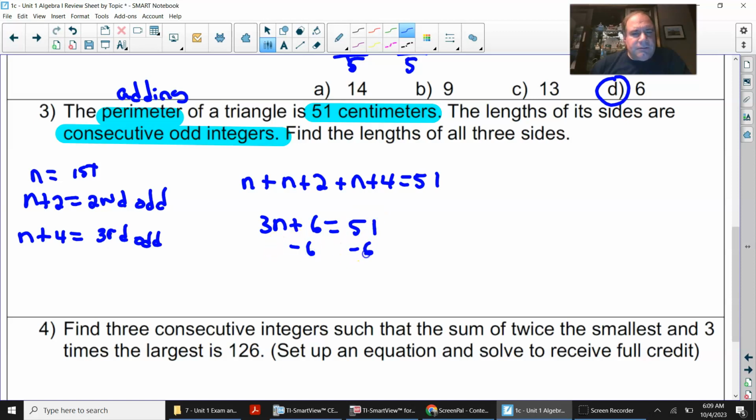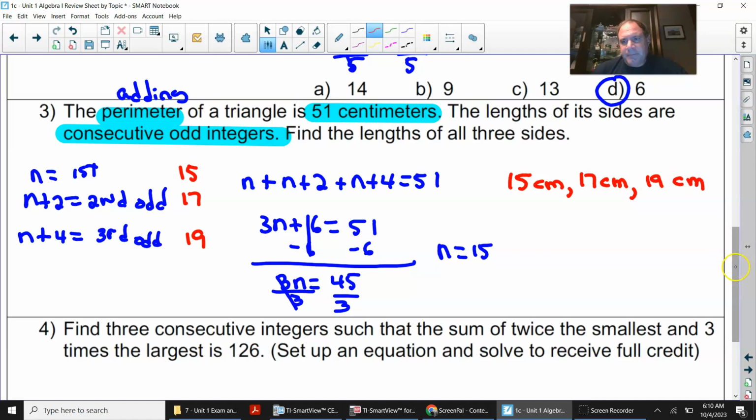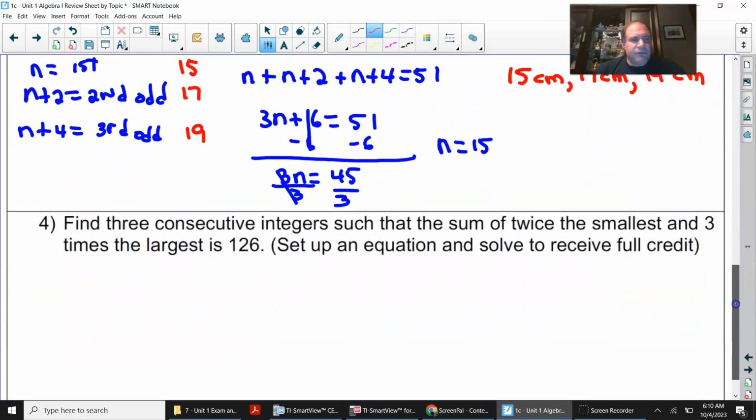Minus 6 on both sides. This is 3n equals 45. Divide by 3. n equals 15. So now we have 15, 17, and 19. And so we are going to say 15 centimeters, 17 centimeters, 19 centimeters. That's it. Find the lengths of all three sides.